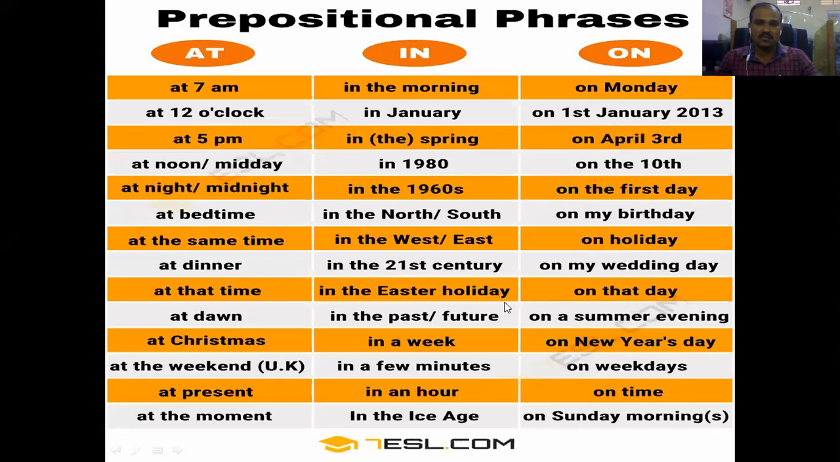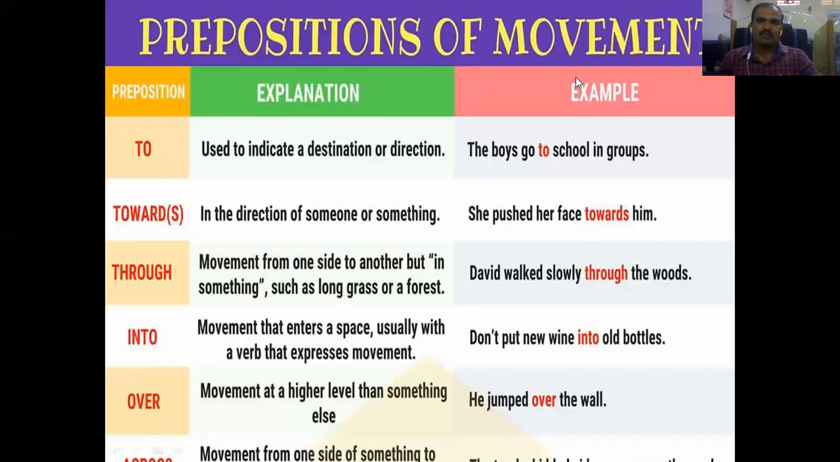So these things we need to remember here while discussing prepositions. Got it? Now prepositions of movement. कशा प्रकारचे हालचाल होते बघा. To, used to indicate a destination or direction. A boy goes to school. The boys go to school in a group.